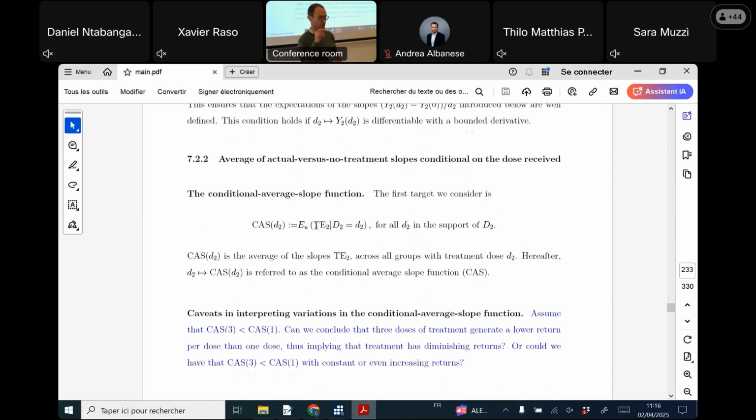So for instance, in my example where the treatment can take three values, 1, 2, and 3, we have the CAS1, which is the effect of changing the treatment from 0 to 1 among people that receive one dose of treatment. And then we have CAS2, which is the effect of going from 0 to 2 doses of treatment among people that get 2 doses. And then we have the CAS3 for people that receive 3 doses. Let's assume that you find that the conditional average slope is strictly lower at 3 than at 1. Can we conclude that receiving 3 doses of treatment generates a lower return per dose than receiving only 1 dose of treatment?